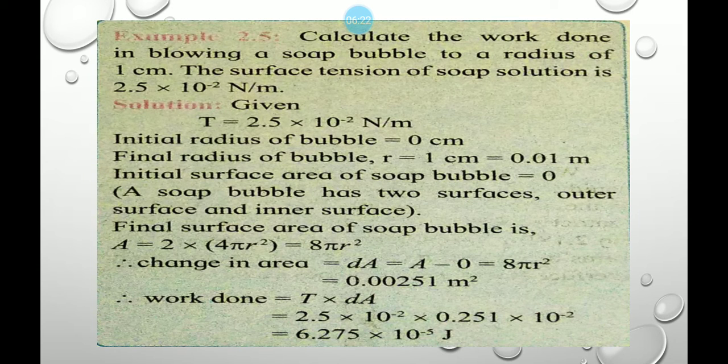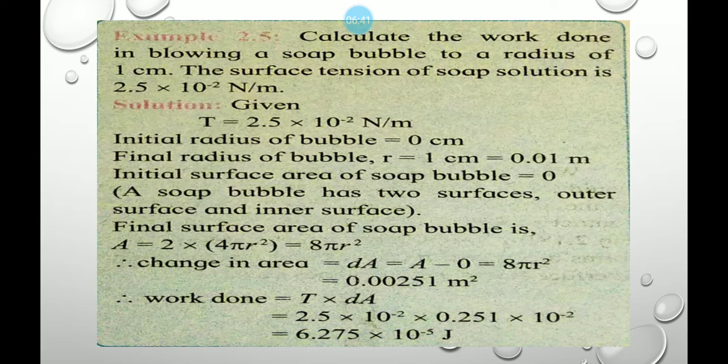Then the next problem is: calculate the work done in blowing a soap bubble to a radius of 1 centimeter. The surface tension of the soap solution is 2.5 into 10 raised to the power minus 2 Newton per meter. Here we have to calculate the work done.